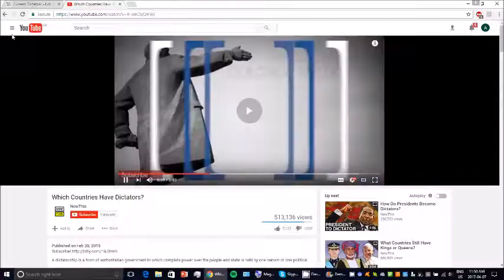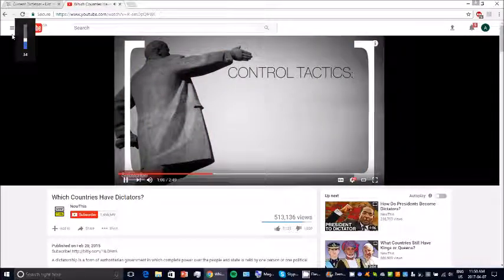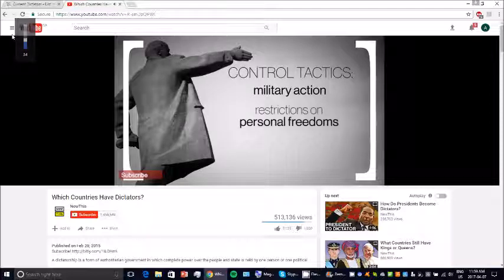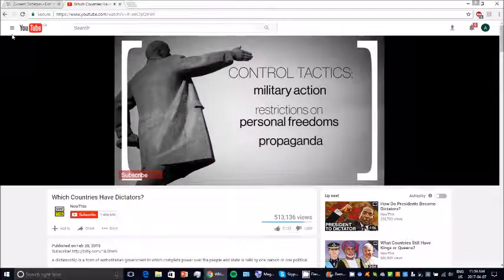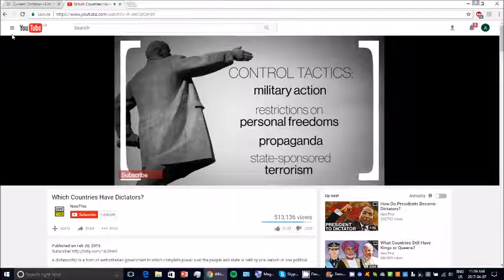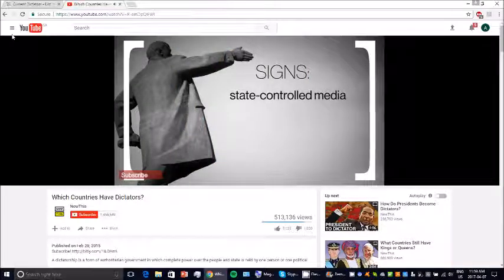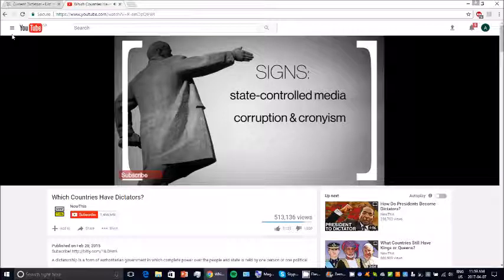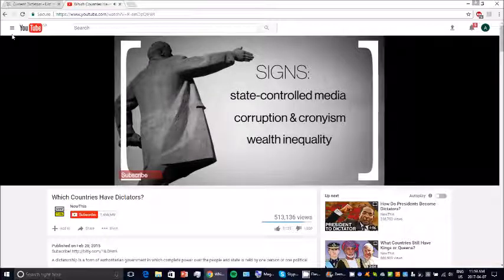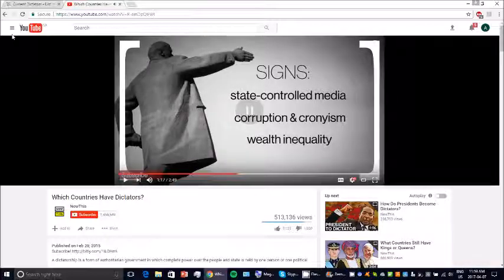Once in power, dictators protect their station with military action, restrictions on personal freedoms, propaganda, and even state-sponsored terrorism. Hallmark signs of an authoritarian regime include state-controlled media, rampant corruption and cronyism, and a sizable gap between the wealthy elite and the poor.